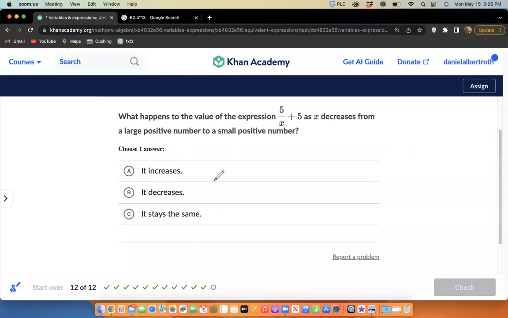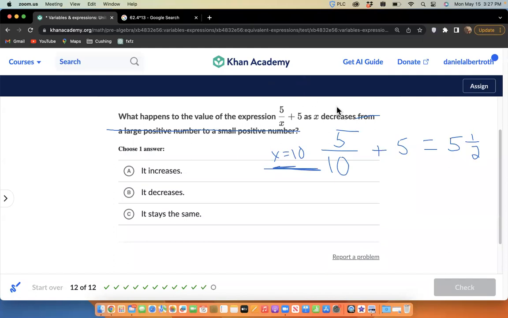All right. Last question. What happens to the value of the expression 5 over x plus 5 as x decreases? I'm not going to read the rest of this. As it decreases. So if I put in a big number for x, I'm going to get 5 over some big number. I don't even need to pick that big of a number to make this small. But let's pick the number 10. That's not even that big. Plus 5. But we'll call 10 the big number. So when x is 10, what do we get? 5 over 10 is a half, plus 5, so that's 5.5. So when we put in 10, we get the number 5.5.